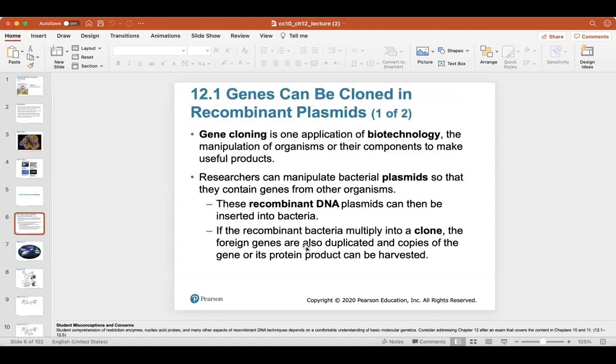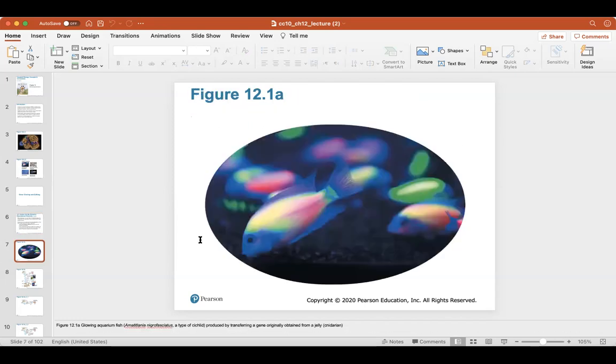So gene cloning and editing. Gene cloning is one application of biotechnology, which is the manipulation of organisms or their components to make useful products. Researchers can manipulate bacterial plasmids so that they contain genes from other organisms. These recombinant DNA plasmids can then be inserted into bacteria. And if the recombinant bacteria multiply into a clone, the foreign genes are also duplicated and copies of the gene or its protein product can be harvested. So this is a look at glowing aquarium fish produced by transferring a gene originally obtained from a jellyfish. So now you can buy fish that glow in the dark.